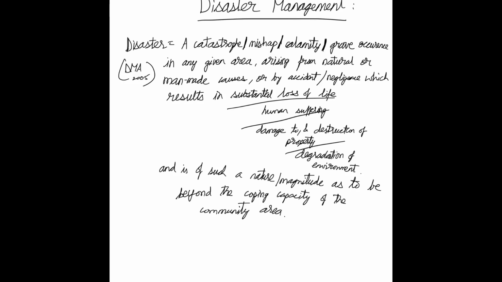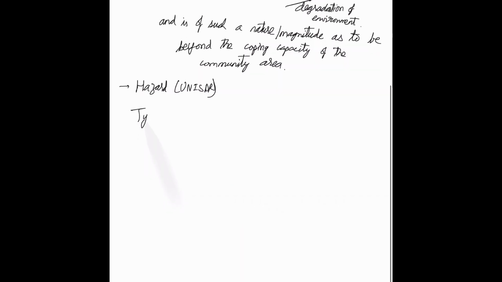So today we'll deal with disaster management. So a disaster as defined by the Disaster Management Act 2005 or DMA is a catastrophe or mishap or calamity or grave occurrence in any given area arising from natural or man-made causes or by accident or negligence which results in substantial loss of life or human suffering or damage to and destruction of property or degradation of environment and is of such a nature or magnitude as to be beyond the coping capacity of the community of the area.